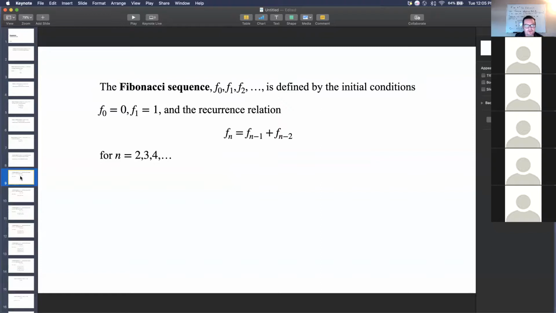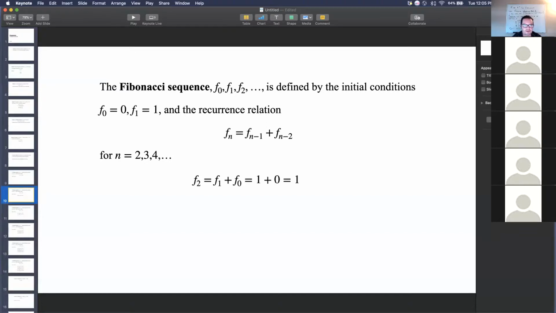And all of you who are math majors or something very closely related should probably be familiar with this thing called the Fibonacci sequence. The Fibonacci sequence is defined by initial conditions f naught equal to 0, f1 equal to 1, and then the rest of the sequence is defined by this recurrence relation. So f sub n is equal to the sum of the previous two terms, whenever we're looking at n greater than or equal to 2.